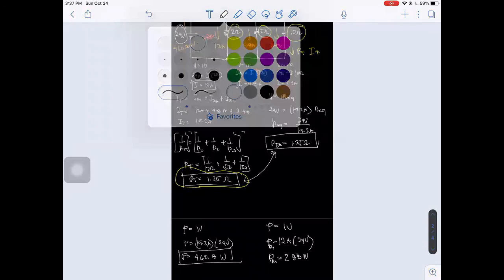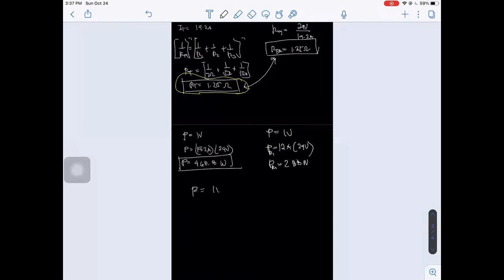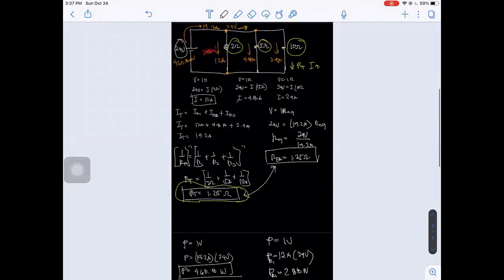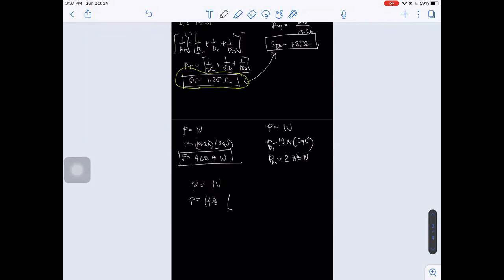For the second resistor, we have P equals IV. Power is 12 ampere current times the voltage. No, not 12 ampere. Rather, the current across resistor 2 is equivalent to 4.8 ampere. So 4.8 ampere multiplied by 24 volts gives us 115.2 watts.